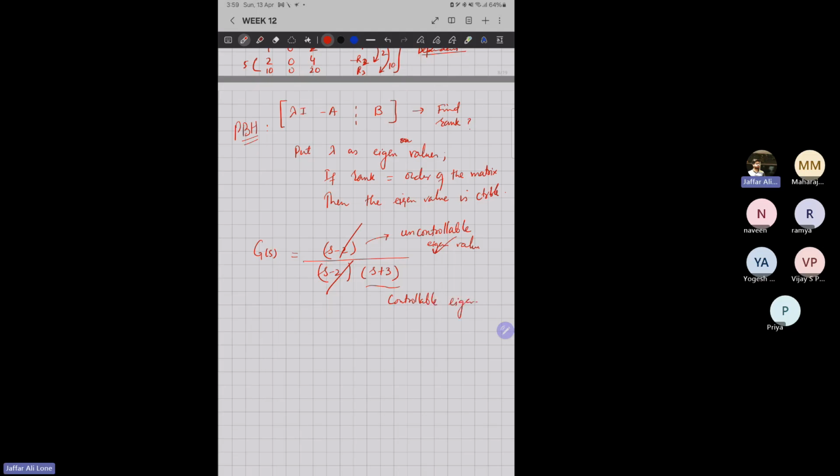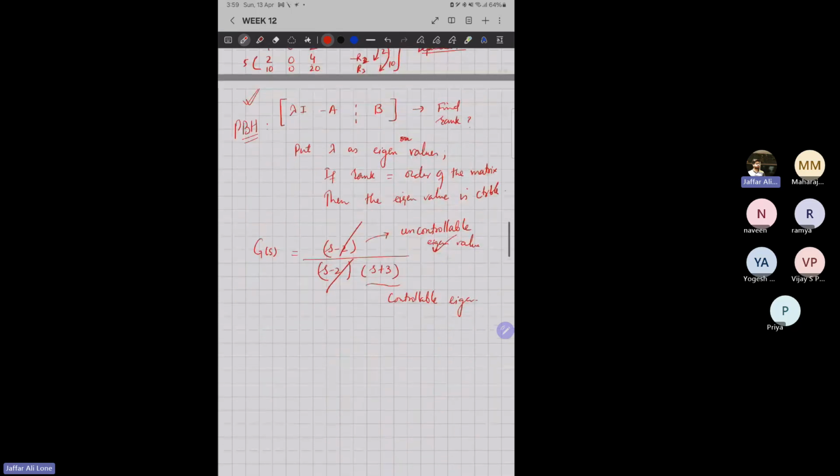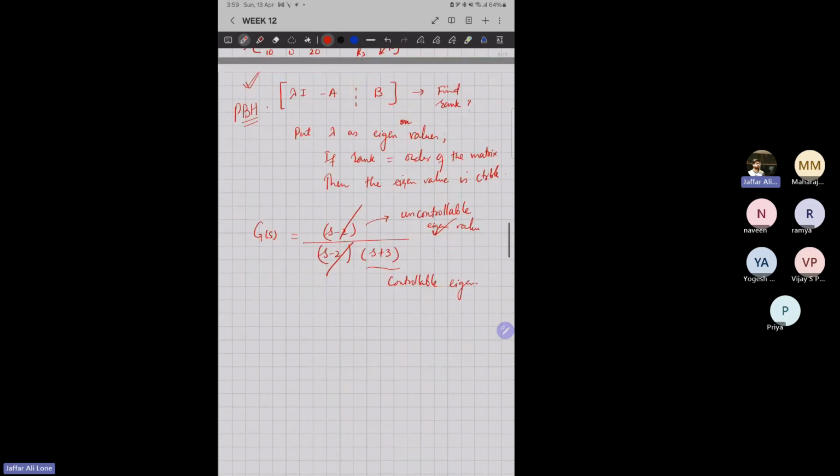So this is one way, because if you have a single input, single output system, you just find the transfer function, and there will be some pole-zero cancellation if my system is uncontrollable, right? The eigenvalue associated with that pole-zero cancellation is the uncontrollable eigenvalue, and the remaining ones are the controllable eigenvalues. But I think this PBH test is much easier. You just have to check the eigenvalues and you're done, and you can check this with MATLAB as well. So in the exam, you can cross-verify your answers using this. Is that clear?